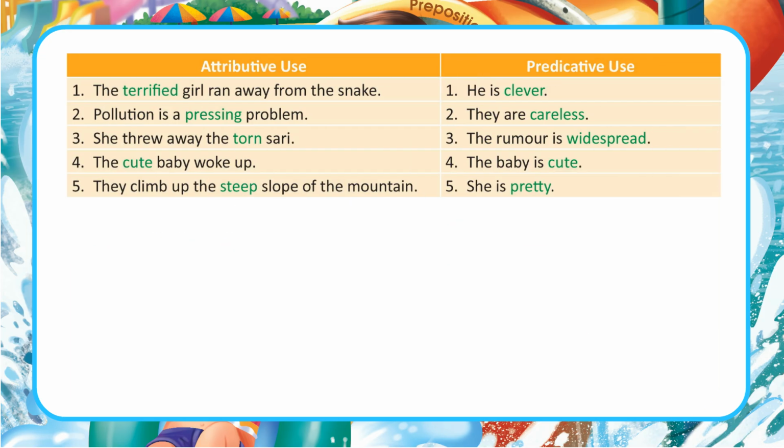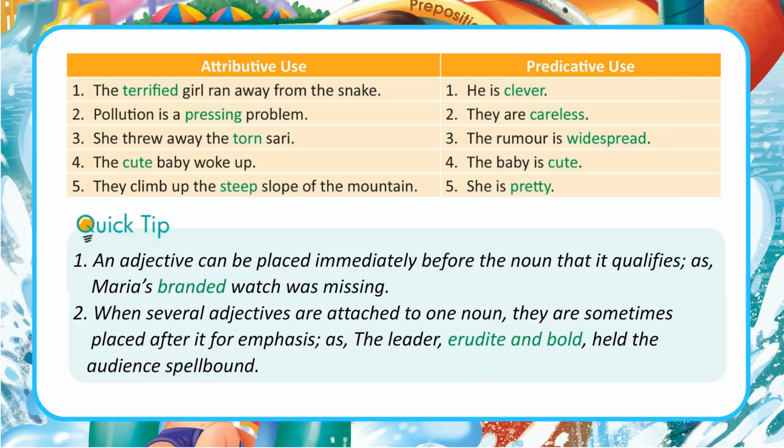Attributive use. Predicative use. 1. The terrified girl ran away from the snake. 1. He's clever. 2. Pollution is a pressing problem. 2. They are careless. 3. She threw away the torn sari. 3. The rumor is widespread. 4. The cute baby woke up. 4. The baby is cute. 5. They climb up the steep slope of the mountain. 5. She is pretty.